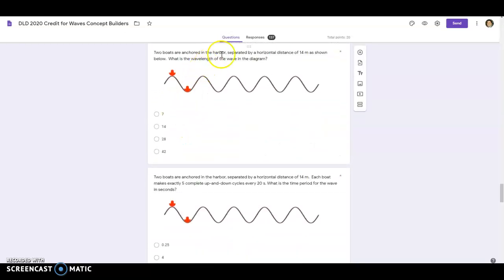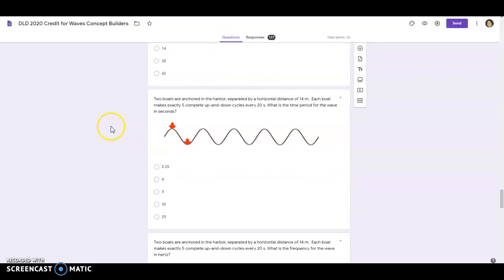Boats are anchored in the harbor, separated horizontal distance of 14 meters. Now that's boat to boat is 14 meters. A wavelength is crest to crest. So boat to boat is half a wavelength. 14 meters is half a wavelength. Double that, 28 meters is one full wavelength.